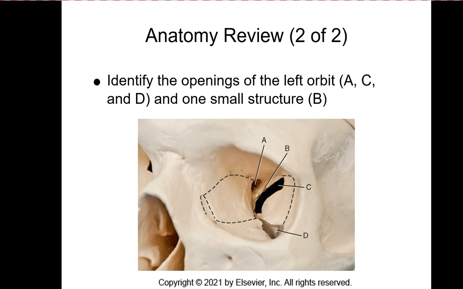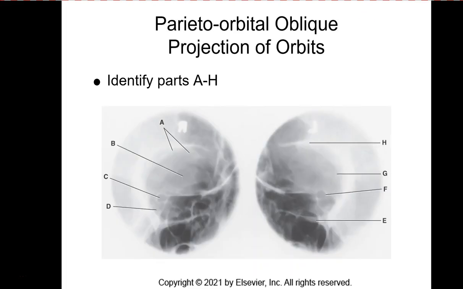Okay, so since we're looking at a skeleton, let's just point out those openings one more time. A is the optic foramen. And remember, we do take specific X-ray projections to visualize that foramen, which we'll talk about in a minute. B is that little piece of bone called the sphenoid strut. C is the superior orbital fissure, and D is the inferior orbital fissure. All right, and last slide.